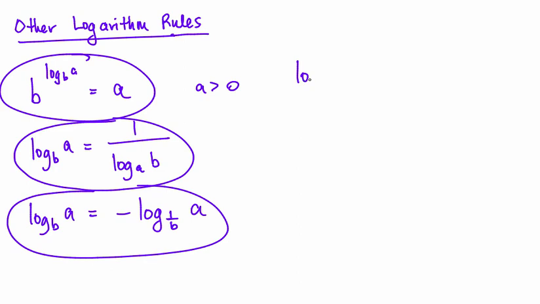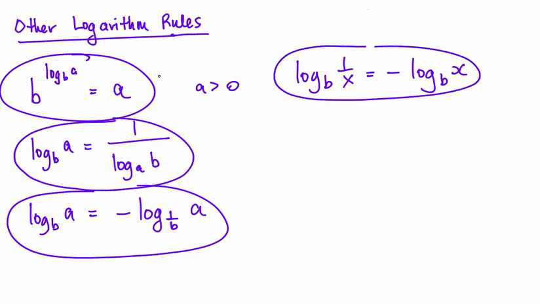If you have log base b of 1 over x, you can get negative log base b of x, and that one's kind of easy to see because this is x to the negative 1. That negative pops down into the front. So I'm basically just using the other log rules to build these shortcuts, which is why I say you don't have to know these ones, but they will save you some time.